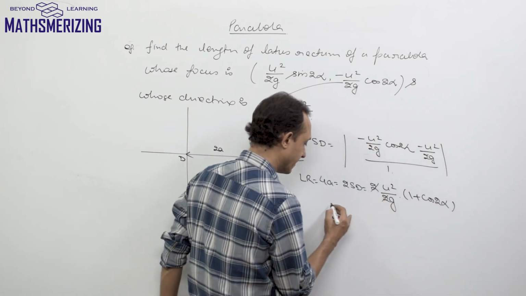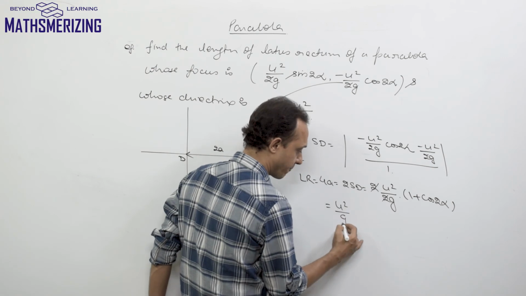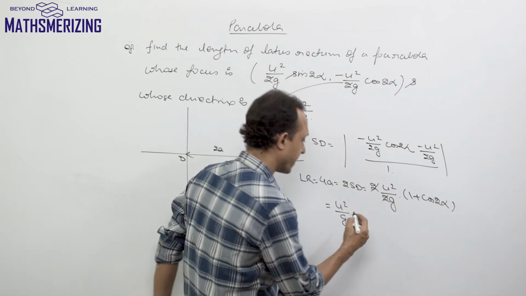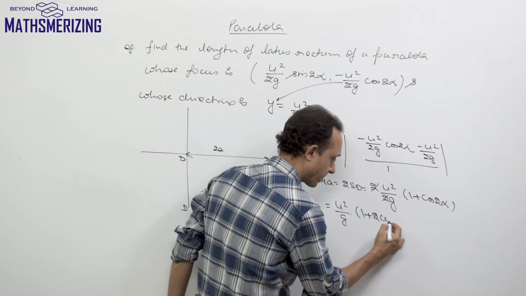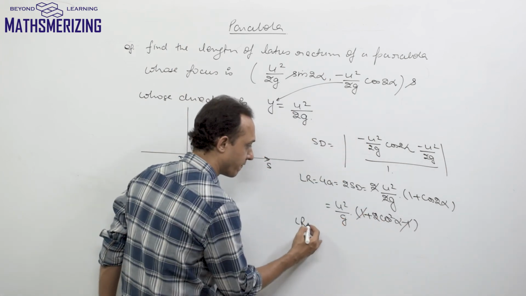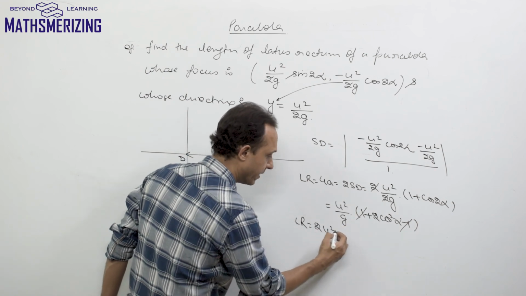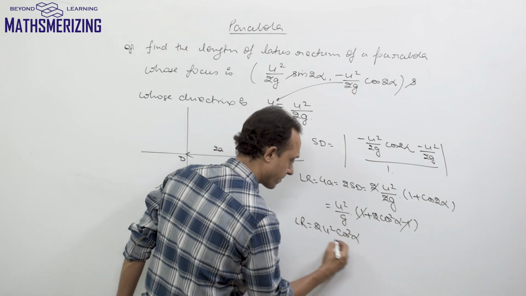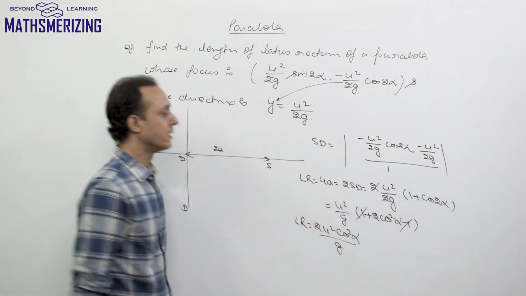So 2 and 2 will cancel. So I'll write u square upon g into, now we can write cos 2 alpha as 2 cos square alpha minus 1. So 1 and 1 will cancel. So the length of the latus rectum for this parabola will be 2u square cos square alpha upon g.